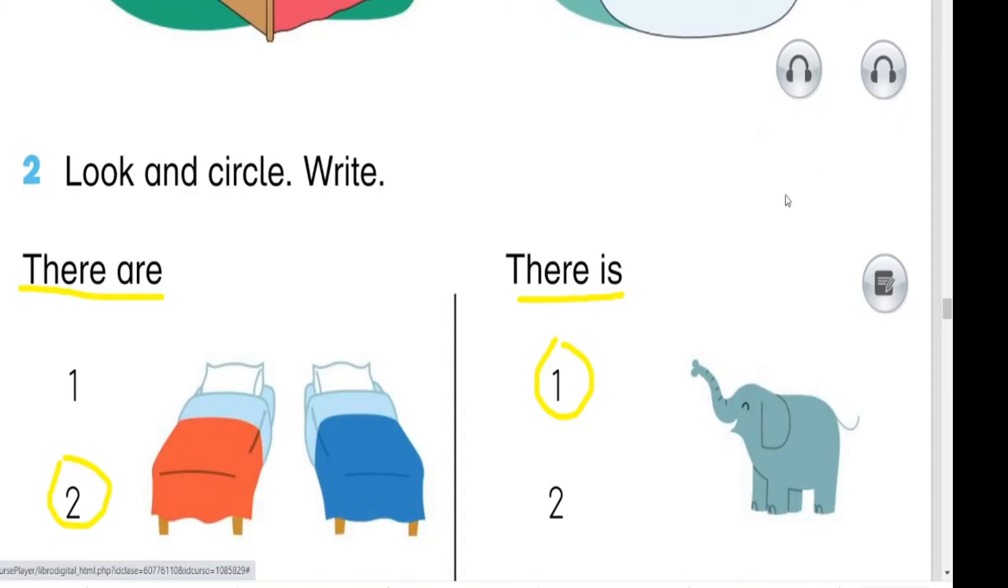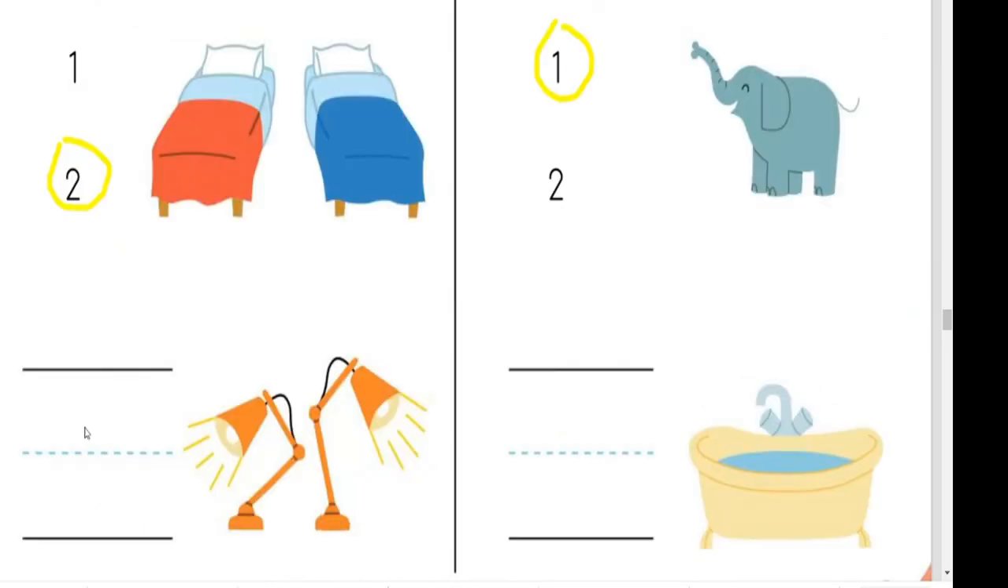Good. So try to sing the song with me, okay? Great. Now, in this part, we have to write. How many lamps are here? Let's write. How many? Two, right? There are two. How many bathtubs are here? One. Let's write. There is one bathtub.